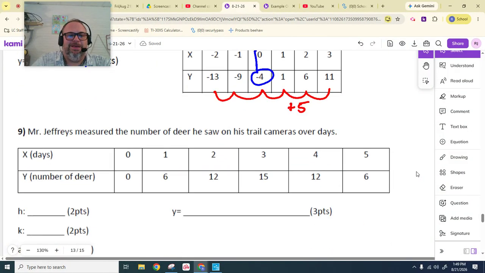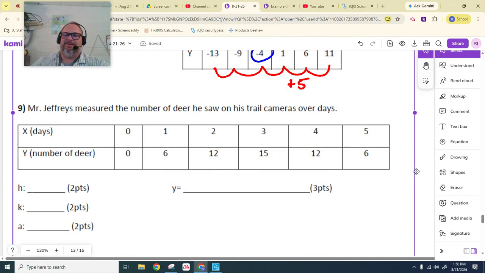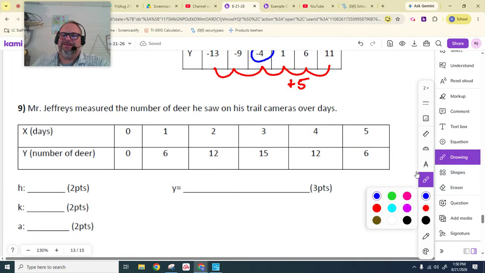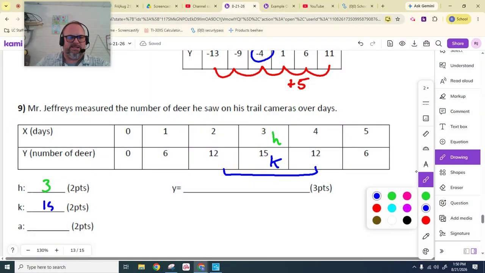All right. Mr. Jeffries measured the number of deer he saw on his trail cameras over days. This is always great. All right, so I'll look at my y values. These two repeat. All right, this means this is my h, and this is my k. So h is 3. I got to give more space right there. That was not enough space. I'll fix that. And then our k would be 15.